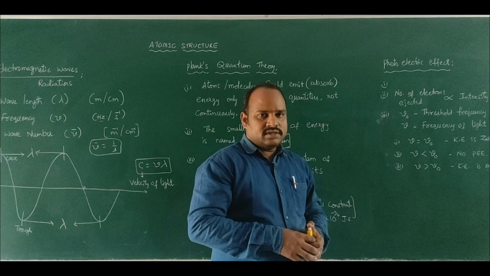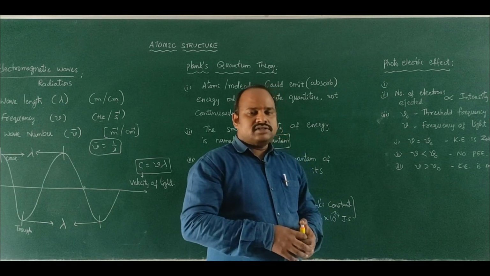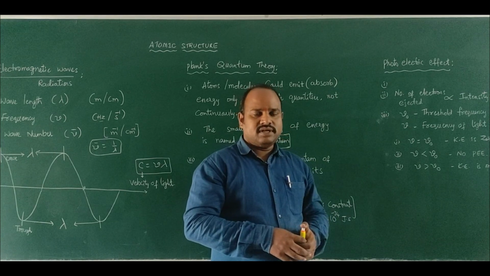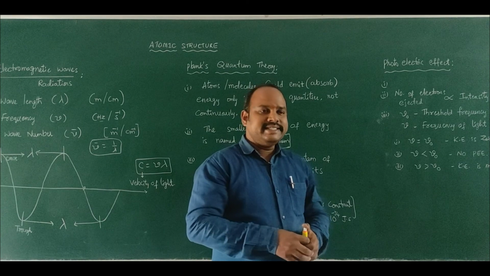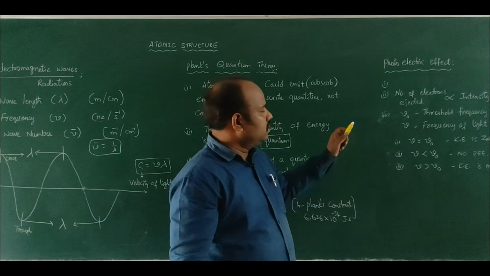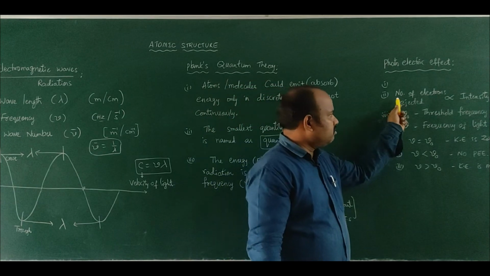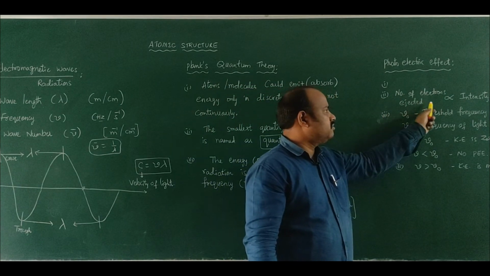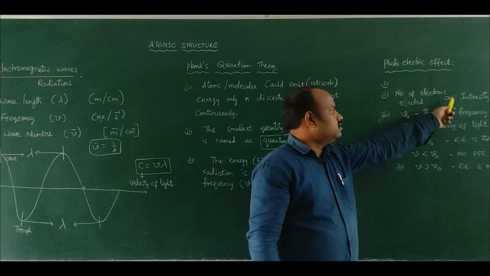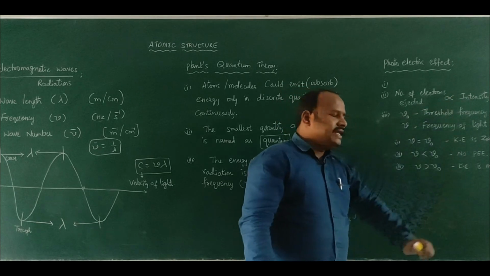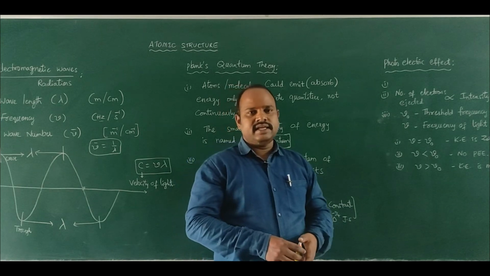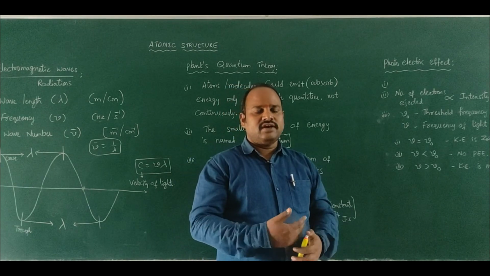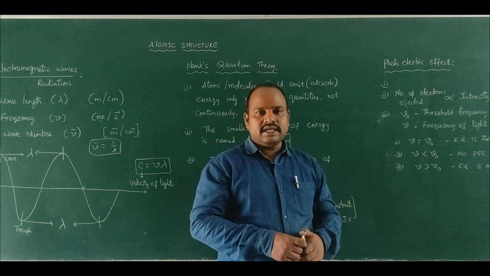And the second one, the number of electrons emitted from the metal surface is always proportional to the intensity of the light. So the number of electrons ejected from the surface of the metal is always proportional to the intensity of the light. That indicates if we increase the intensity of the light, the number of electrons ejected from the metal increases.